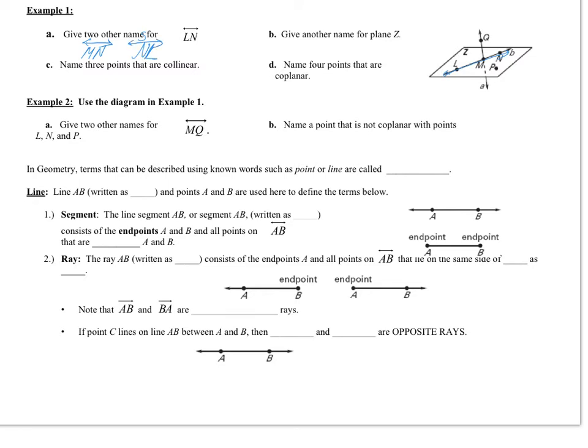And for part B, it says, give another name for plane Z. So I could name this plane as plane, so 3 dots that are not on the same line: L, Z, P.